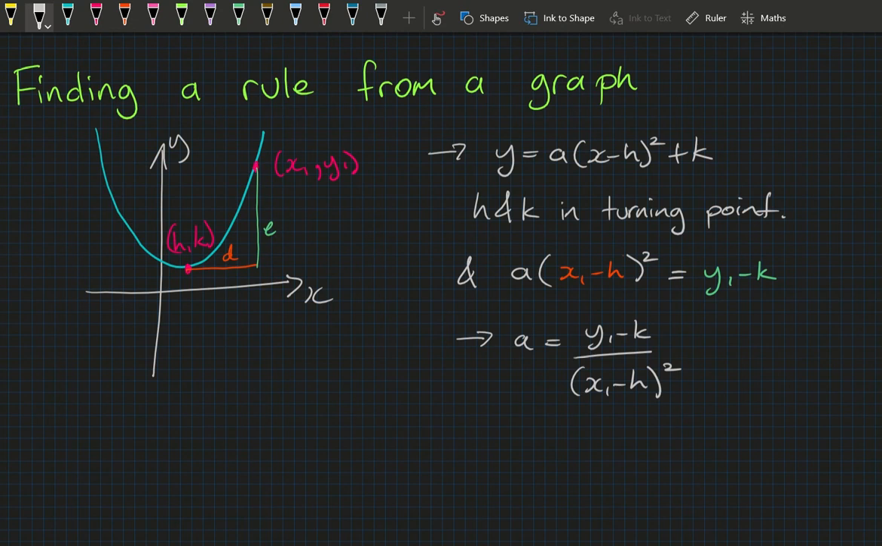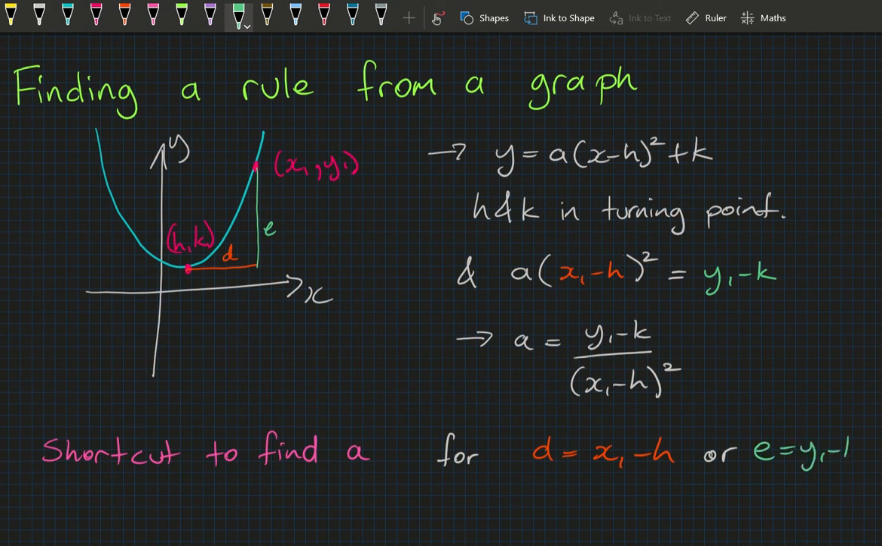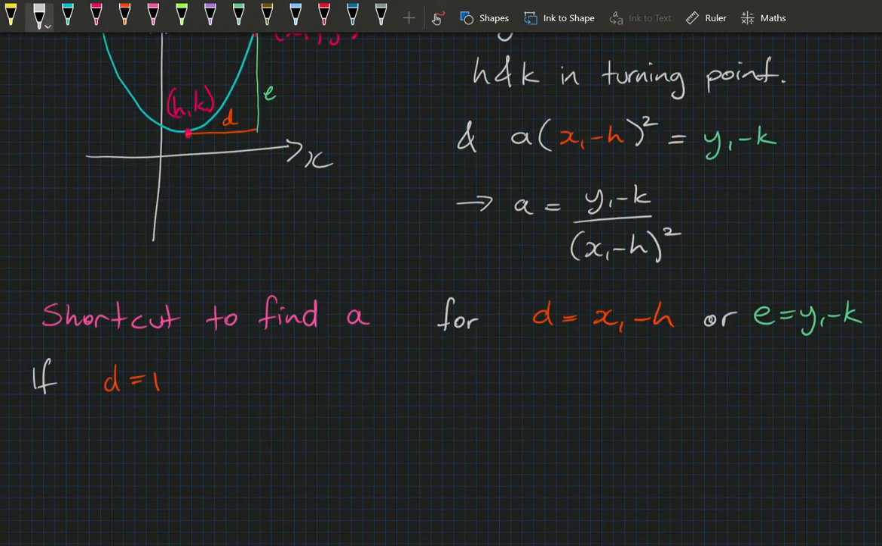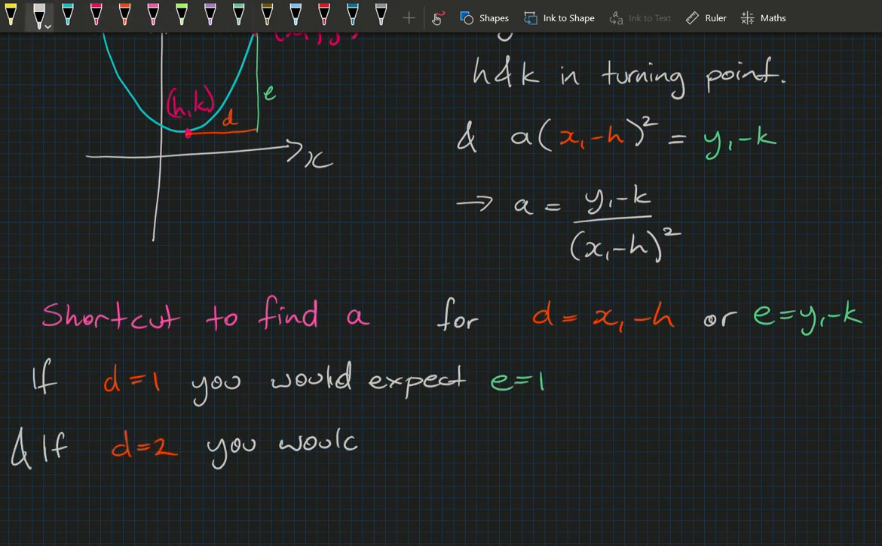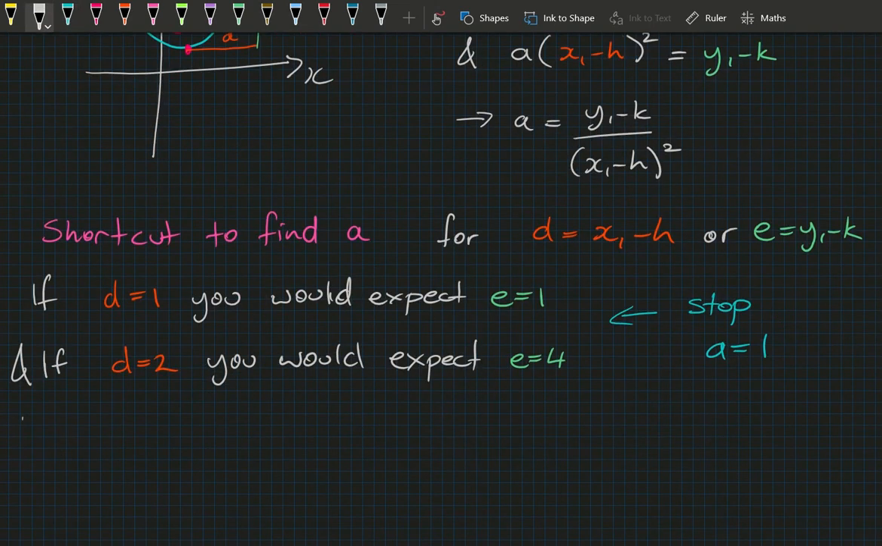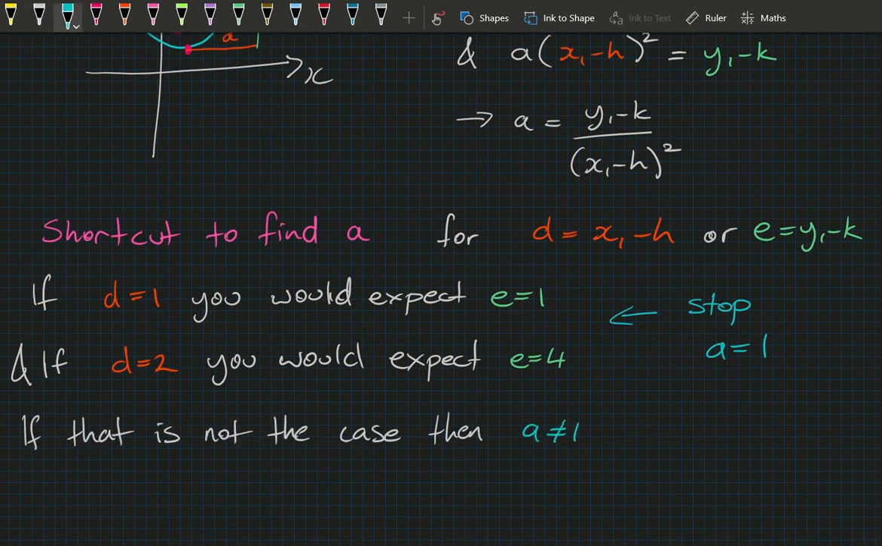Now in this lesson, the vast majority of a's that you will find will be 1. So let's just write down a shortcut to find a. For the distance d equal to x1 minus h, or e equal to y1 minus k, if d is equal to 1, you'd expect e equal to 1. And if d was equal to 2, you'd expect e to be equal to 4. And so if you do find this, just stop, because that means a equals 1. But if that's not the case, then a is not equal to 1, and you're going to have to do the whole a equals e divided by d squared.